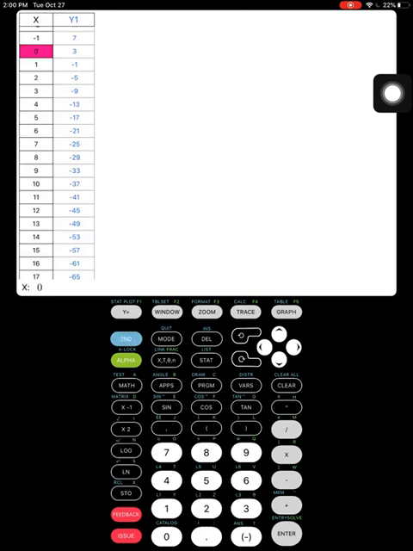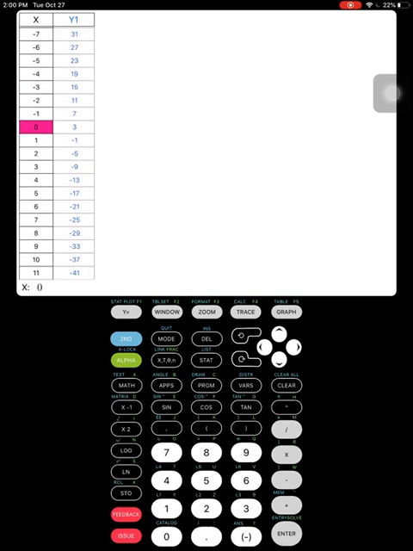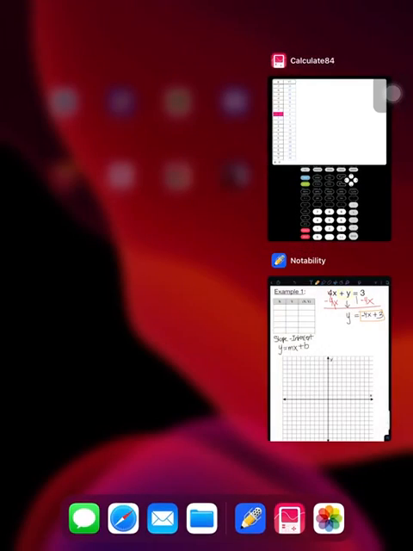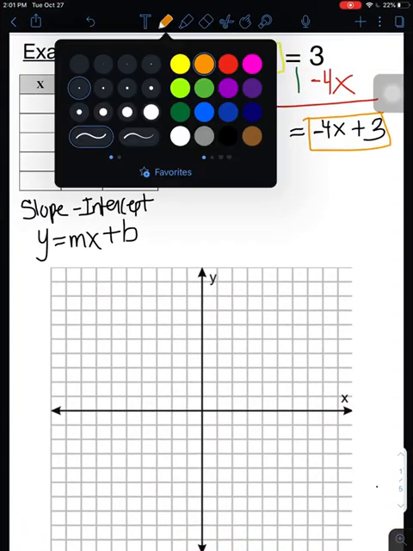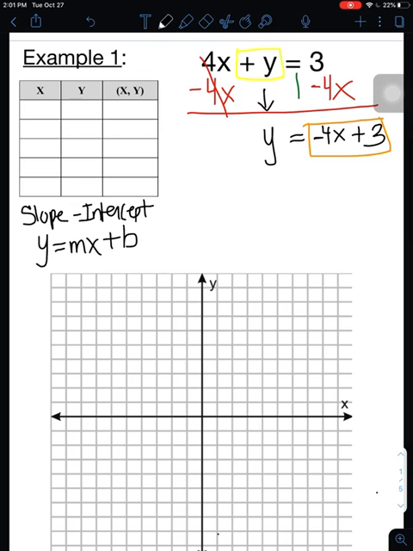Now I'm gonna go to second and graph to get my table. So like we know, we definitely want to start with our y-intercept, which is the x value being 0. So 0, 3. So the coordinate would be 0, 3.